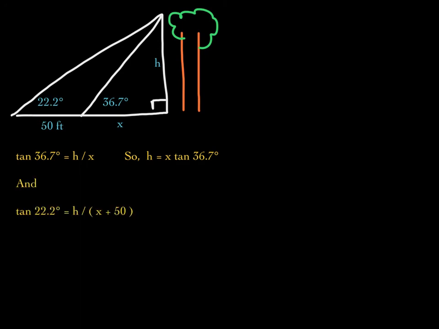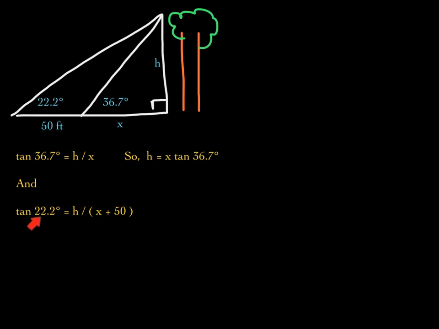Notice that tangent of 22.2 degrees is opposite over adjacent. Remember, you don't want to just say that this is adjacent. We want a right triangle. So now you're looking at this larger right triangle here, okay? So the side opposite the angle 22.2 degrees is h, and the side adjacent is x plus 50. So I have tangent of 22.2 degrees is h over x plus 50.